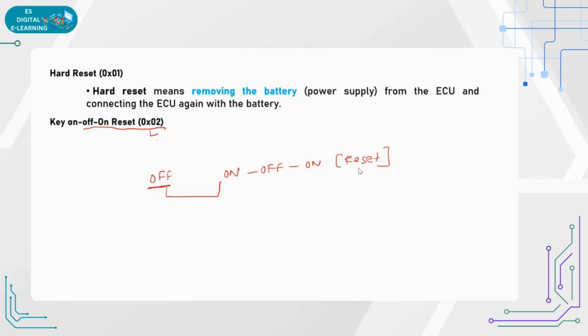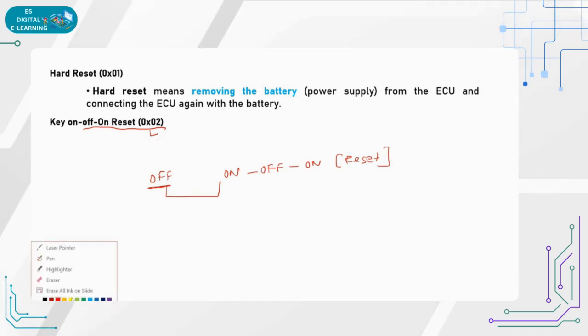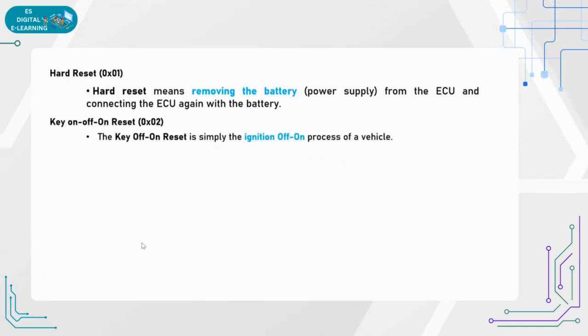Okay, so write down 03. So what will it do exactly? The key off, on, reset is simply the ignition off, on process of a vehicle. In real time, it will be the ignition. Like we have a bike, right? So on the bike key, we are turning it off and on again. So it is a kind of this.